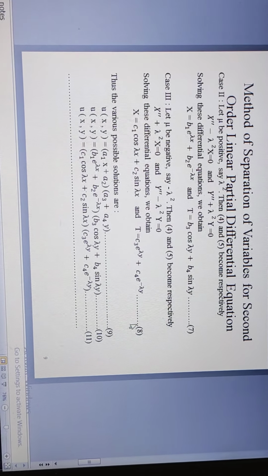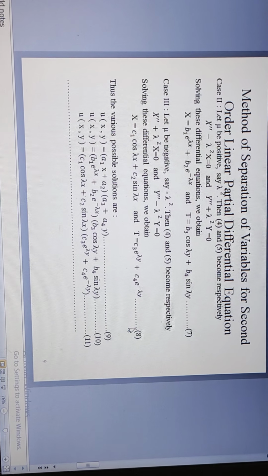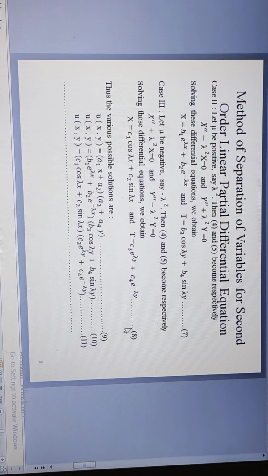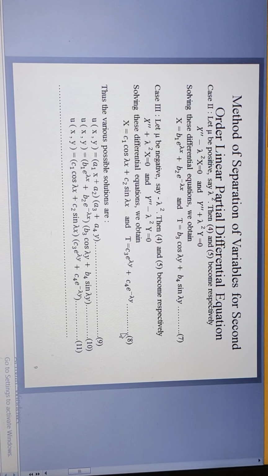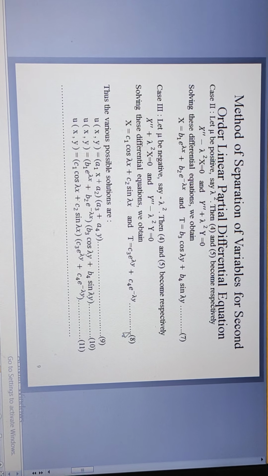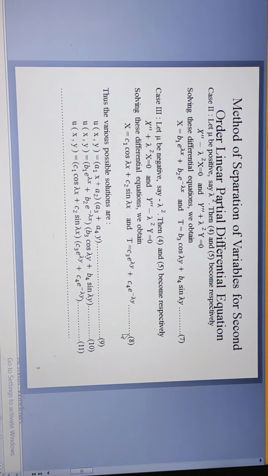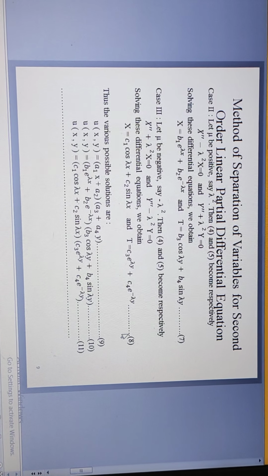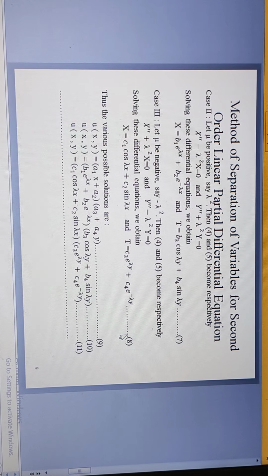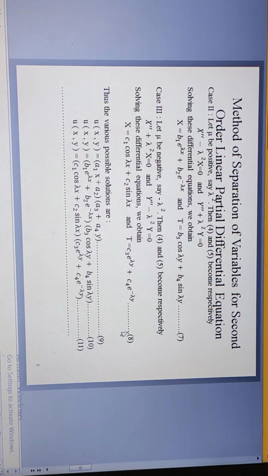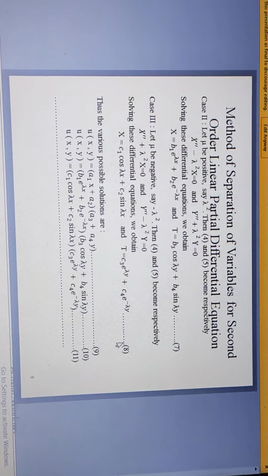Now the last one, μ be negative, say −λ², then X'' + λ²X = 0, Y'' − λ²Y = 0. Solving these, we have X = c1 cos λx + c2 sin λx, and Y = c3 e^(λy) + c4 e^(−λy). Thus the various possible solutions are equations (9), (10) and (11) as k = 0, plus λ² and minus λ² respectively.